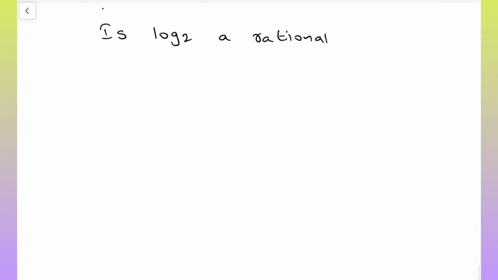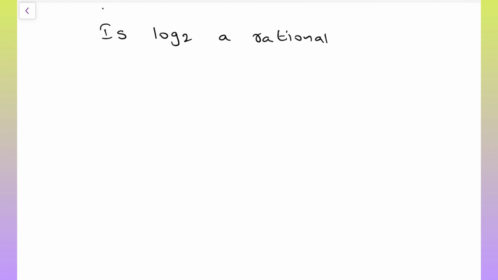Next question. Is log 2 a rational number or not? These kinds of questions are most common in section 1. Is log 2 a rational number? Is log 1000 a rational number? Is log 3 a rational number? Is log 5 a rational number? Is log 100 a rational number? Is log 10 a rational number? Like this, they will always ask these kinds of questions.